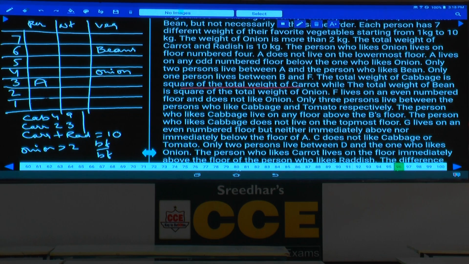The total weight of bean is the square of the total weight of onion. Again a square. And for this bean and onion also, the possibilities could be 2, 4, 3 and 9, isn't it? Hence, carrot, cabbage, onion, bean, the numbers should be 2, 4, 3, 9 in any order. Done?